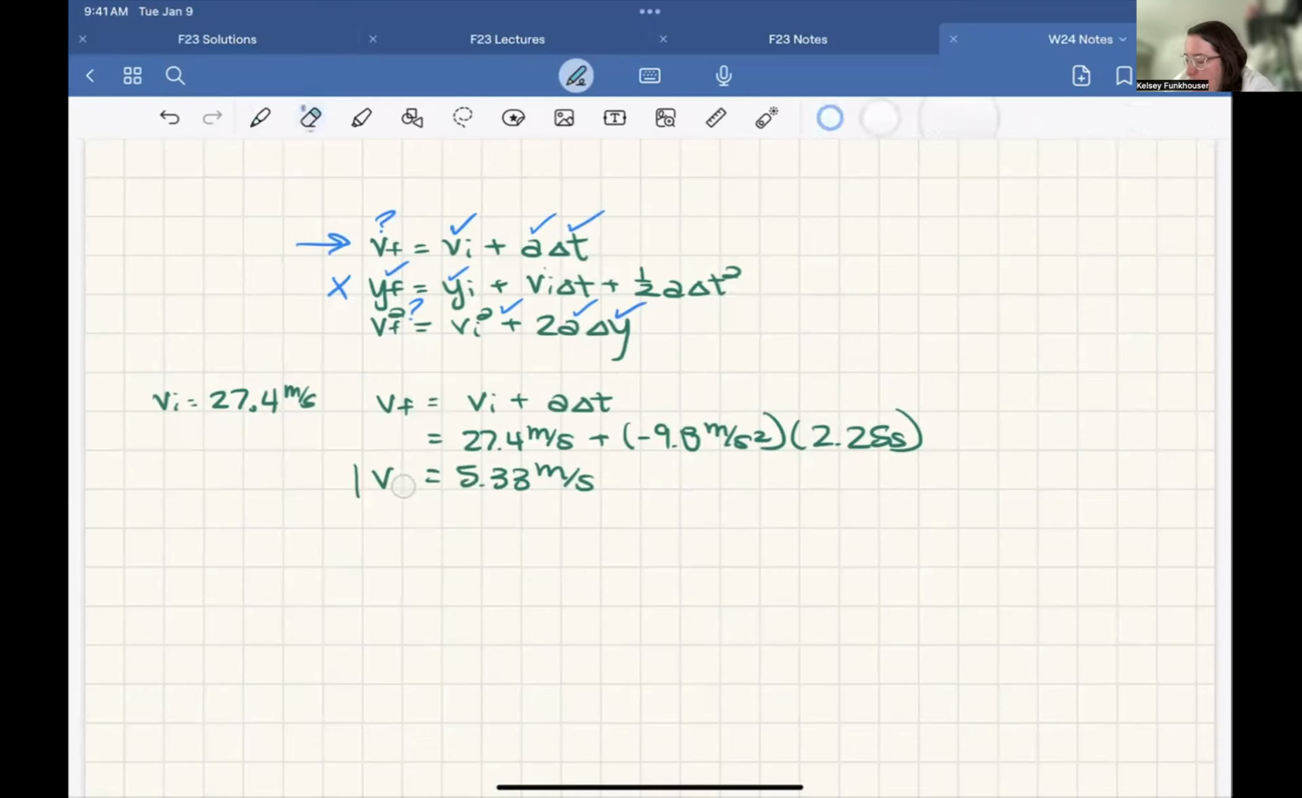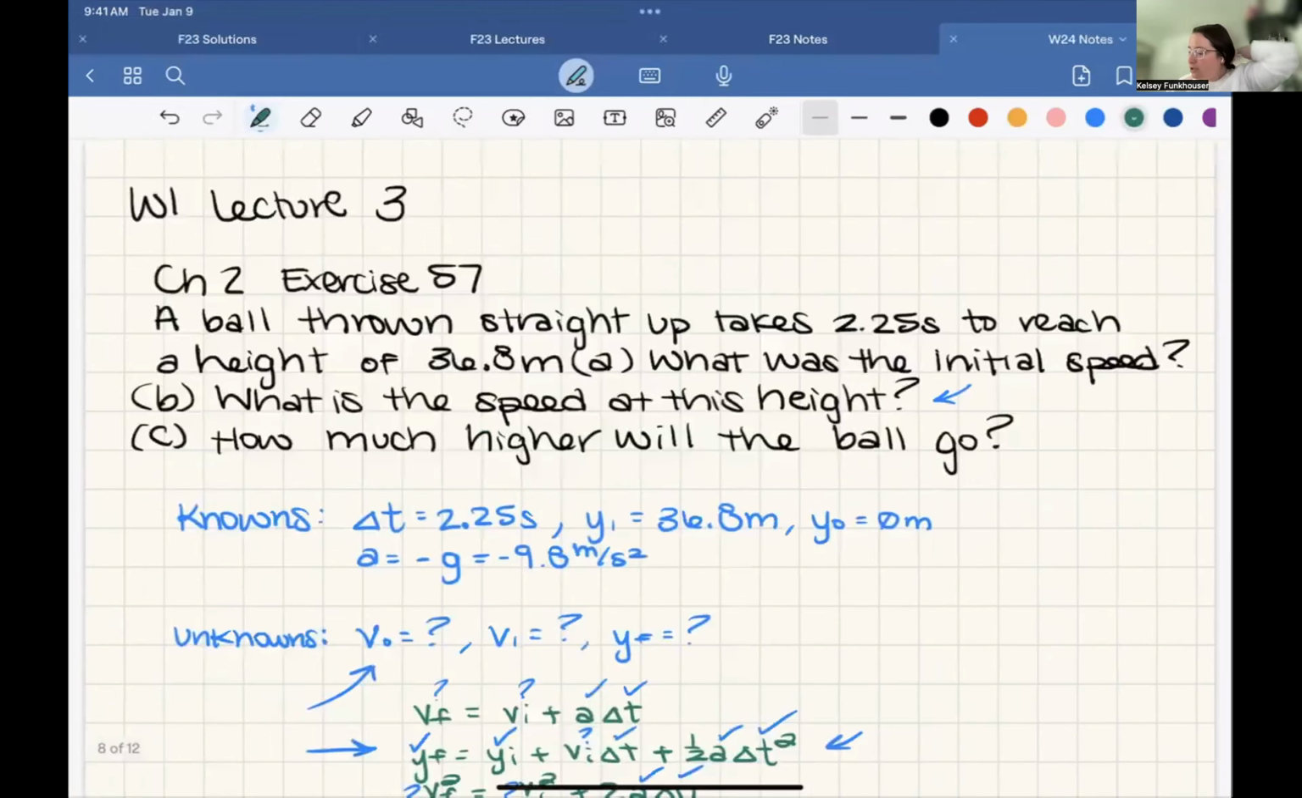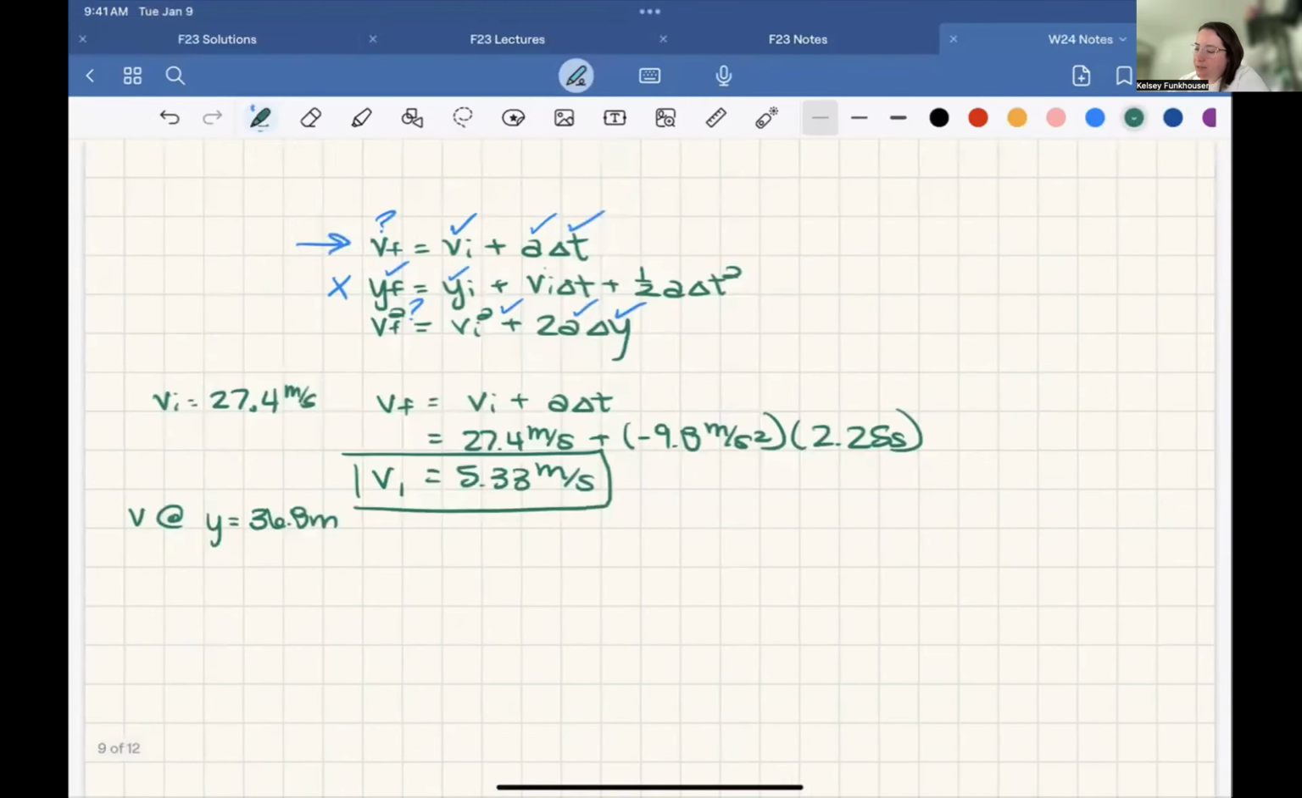So that is velocity 2, or actually I'm calling that velocity 1. I'm sorry, I'm confusing you with my labeling. That is the velocity at y equals 36.8 meters. Okay, cool. The last part asks for how much higher the ball will go after this.